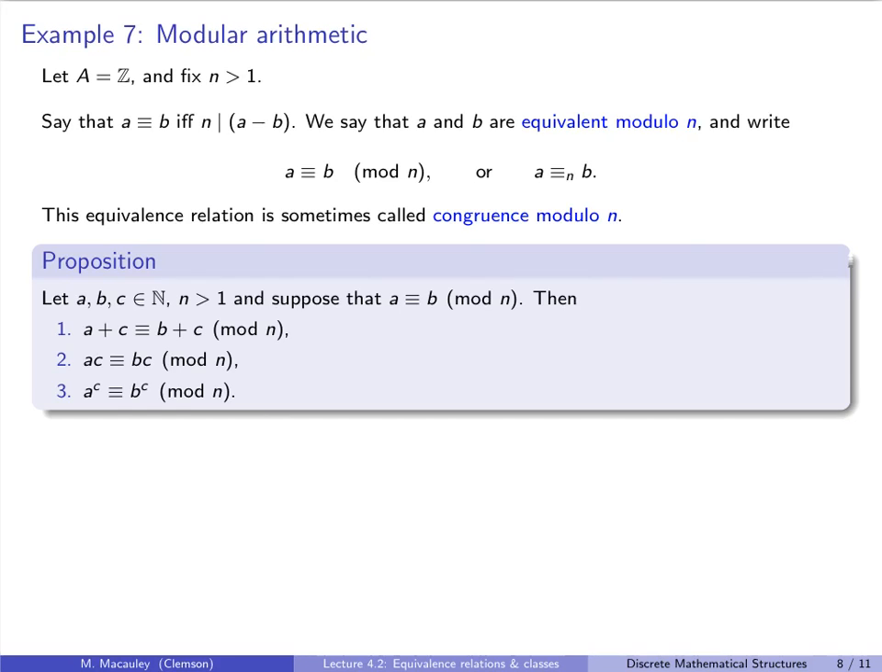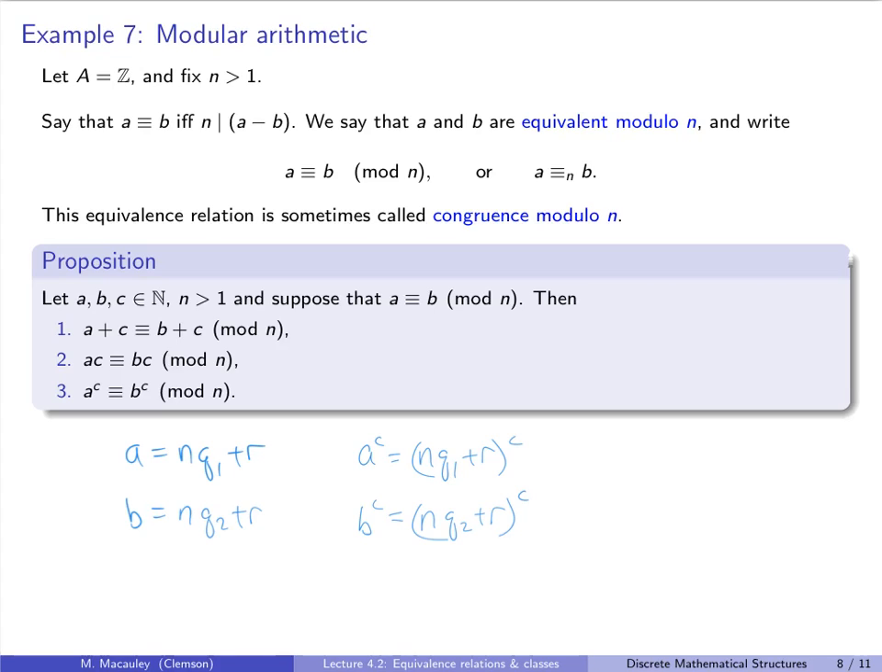Finally, you can exponentiate both sides. a to the c is equivalent to b to the c mod n. See why this is true? a equals n times q1 plus r. Suppose b equals n times q2 plus r. And imagine exponentiating both a and b. So we get a to the c equals (n q1 plus r) to the c, and b to the c equals (n q2 plus r) to the c.